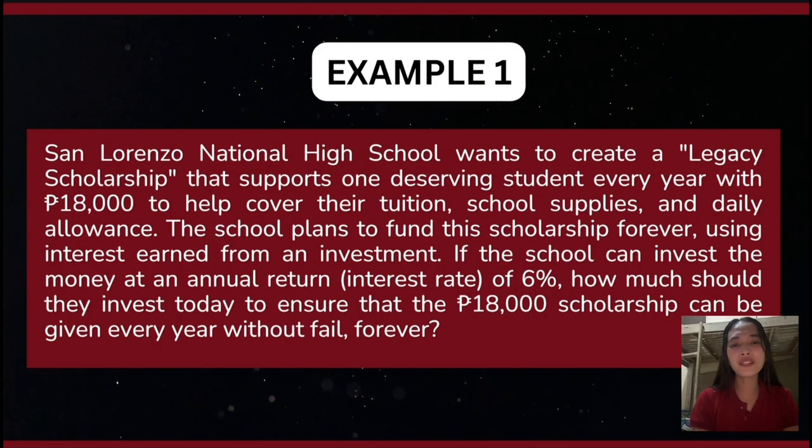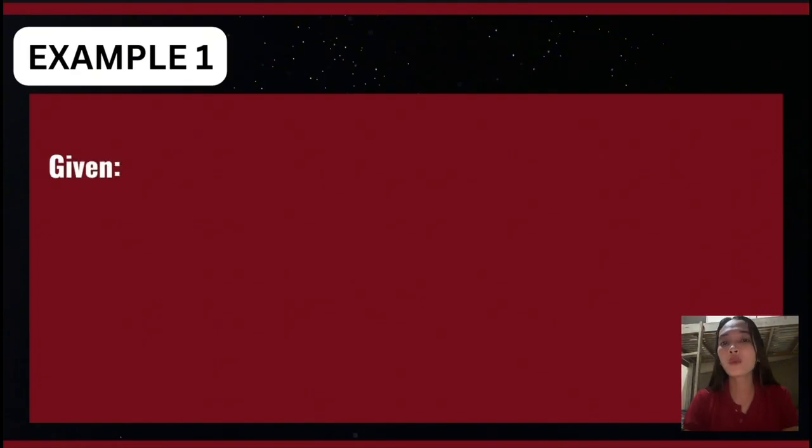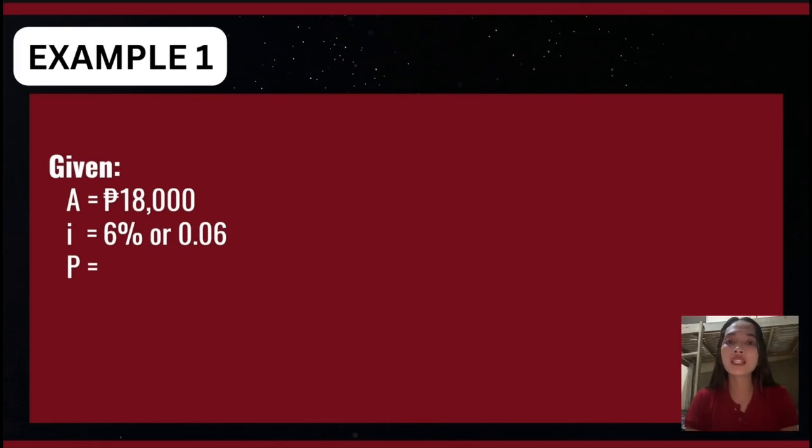And then, followed by understanding the problem, we are going to identify the given. So we are going to list the known values. We have the A, which is 18,000, the annual payment. We also have the I, which is 6%. As I have said earlier, the interest rate should be in decimal, so it becomes 0.06. And we're looking for the P, the amount to invest today, the present value.